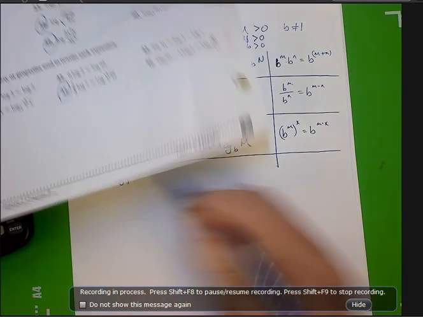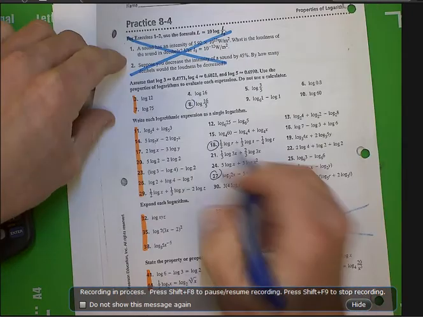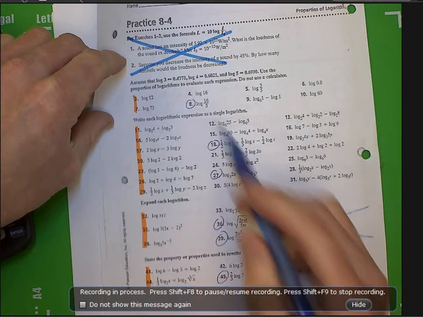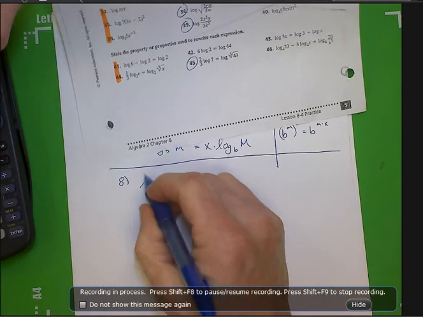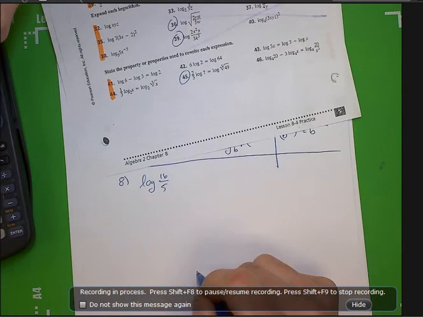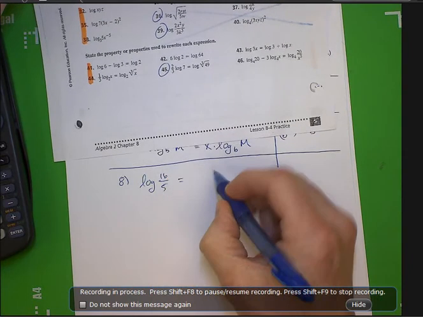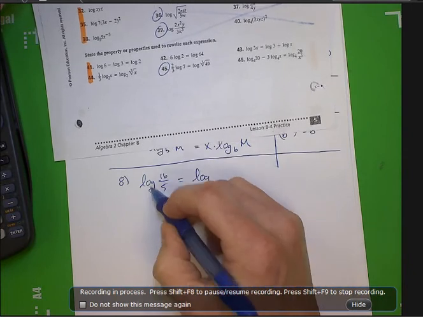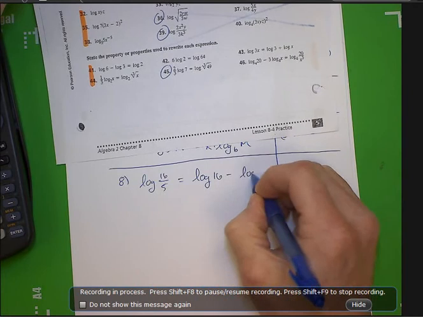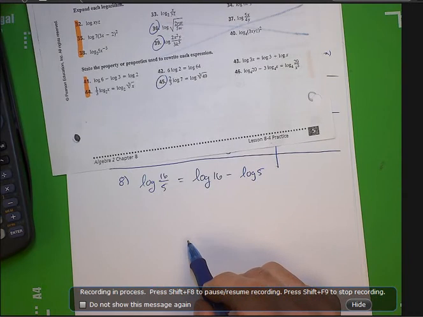Question number 8. We're not supposed to use a calculator. It tells us what the log of 3, log of 4, and log of 5 is, and we're going to use the properties of logarithms to evaluate that. So I have the log of 16 over 5. And so you say, okay, that's the same as, based on our rules, the log, and remember, if there's nothing down here, it's a log base 10. Log of 16 minus the log of 5, because that's the quotient property, right?